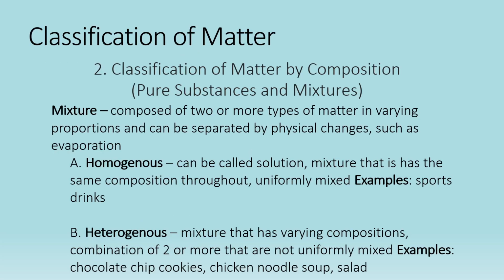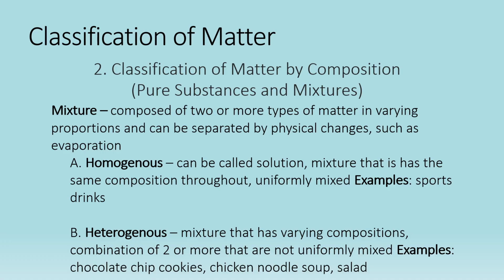In this slide, I'll be talking about the classification of matter by composition, specifically mixtures. And the 2 types of mixtures are homogeneous and heterogeneous. So a mixture is composed of 2 or more types of matter in varying proportions and can be separated by physical changes such as evaporation. And the first type is a homogeneous mixture, which can also be called a solution if it's liquid. And then this mixture contains the same composition throughout and is uniformly mixed. An example would be a sports drink.